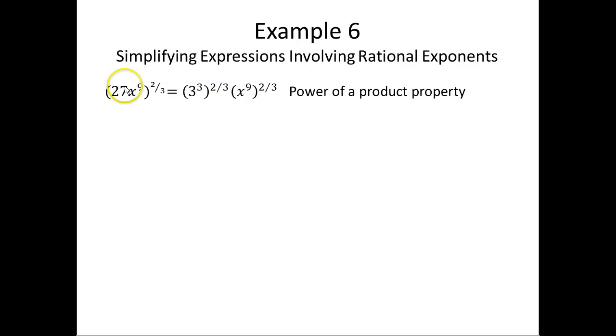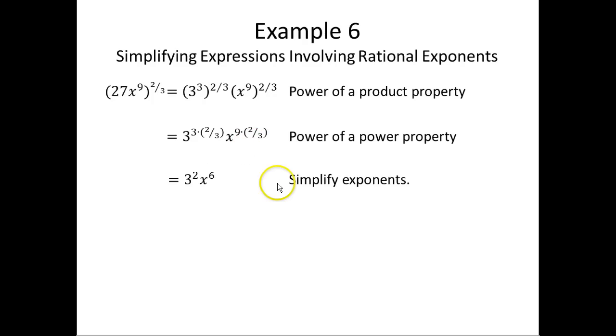Distributing this 2/3 into both my factors, I get 3 to the power 3, and that power is raised to yet another power of 2/3 after distributing inside. For x to the power 9, distributing the 2/3 into that factor as well, I get x to the power 9 raised to the power 2/3. Using the power of a power property, because I have a power raised to another power, this becomes multiplication. So I have 3 to the power 3 times 2/3. Similarly here, I have x to the power 9 times 2/3, because I have a power raised to another power, so this becomes multiplication.